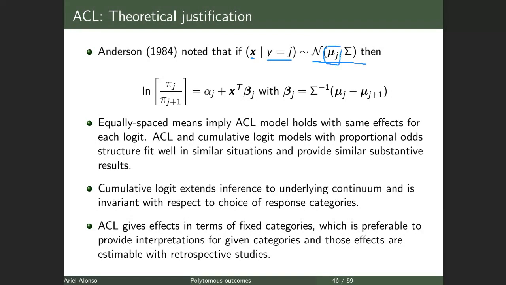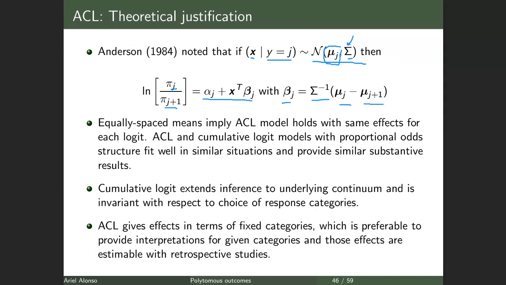Now, if the distribution of X given Y follows a normal distribution with mean mu j, where the mean depends on j but the variance covariance matrix does not, then he showed that the logit, the logarithm of the odds of having outcome j with respect to having outcome j plus 1, has the following expression, where beta j is the inverse of the variance covariance matrix we saw over here, times mu j minus mu j plus 1.